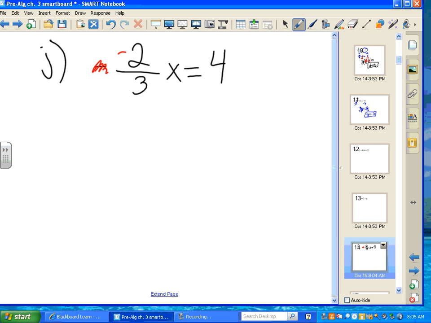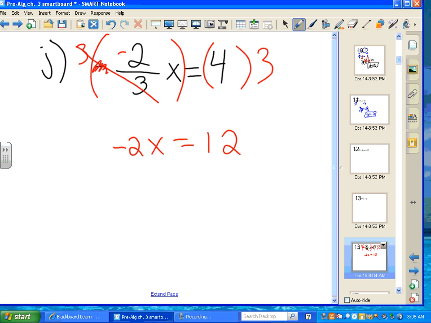Okay, first step, get rid of the denominator. To get rid of the denominator, we multiply both sides by it. To get rid of it, you multiply it, remember, because these 3's cancel, just like chapter 2. So we are now left with negative 2x equals 12. How do we get rid of the negative 2? Emma H? Good. Divide both sides by negative 2. So we get x is equal to negative 6.